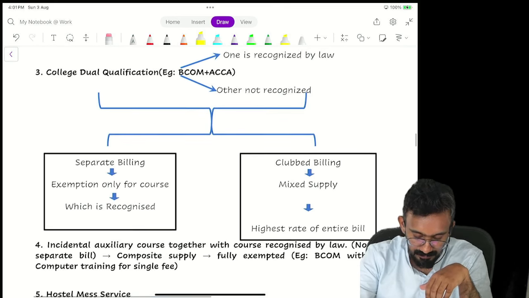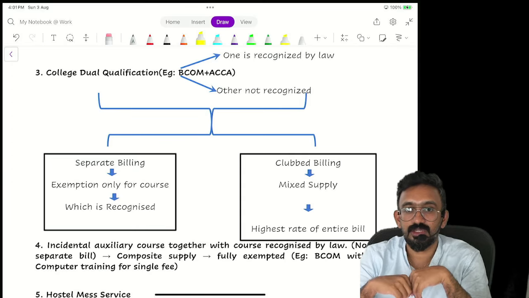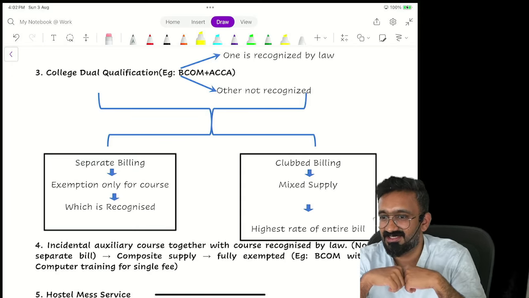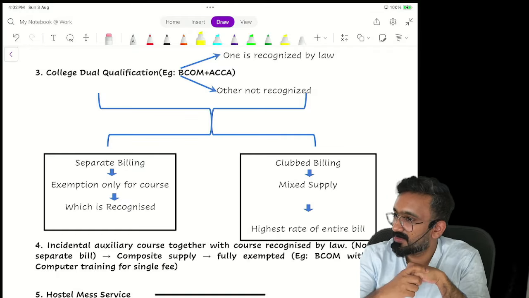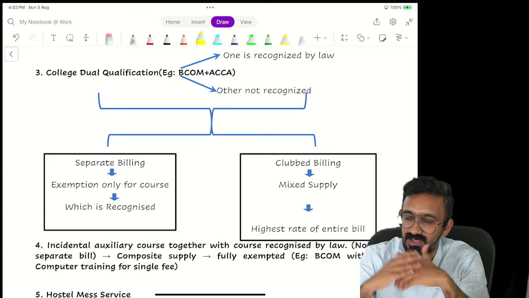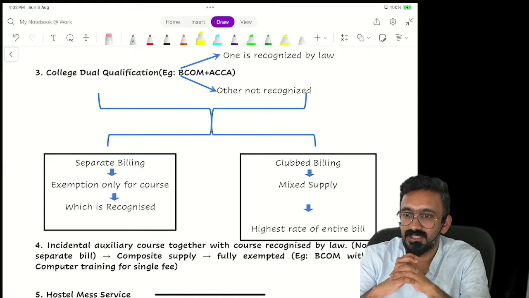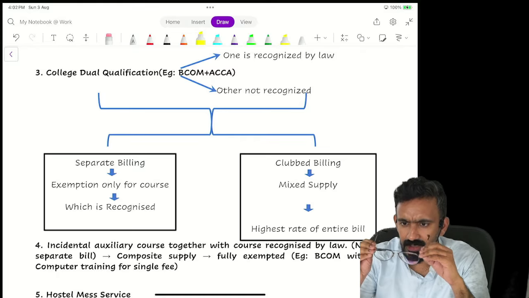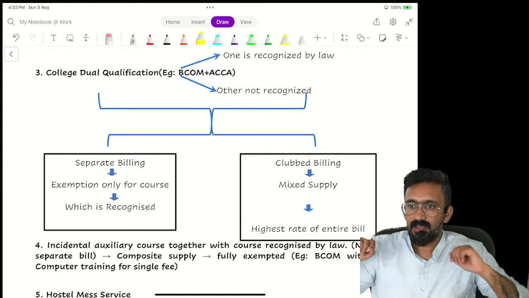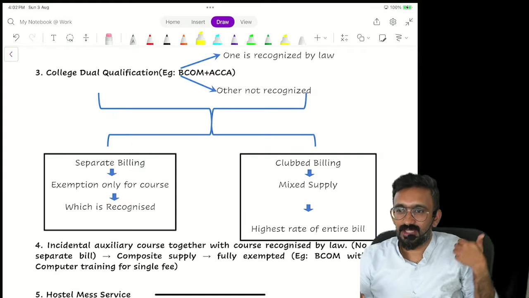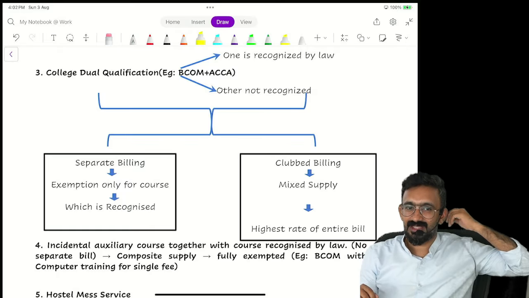Dual qualification. Bharatiyar University, BCom with ACCA. They have a program like that now. Very famous. Every college is giving that. ACCA is what? Recognized or not recognized? Not recognized. And BCom is recognized. How much will be taxable? How much will be exempt?